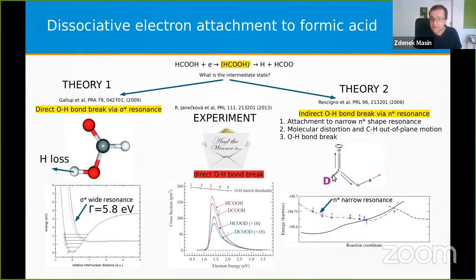Well, you deuterate this carbon position here, which prevents the out-of-plane motion that's necessary in the theory of Ressignon to take place. So if you deuterate it, this out-of-plane motion is much slower because deuterium is much heavier. And you see that indeed the experiment shows that if you deuterate on this carbon position, the dissociative electron attachment cross-section is virtually unchanged. So indeed, there is very little distortion in the molecular geometry and the process is direct.